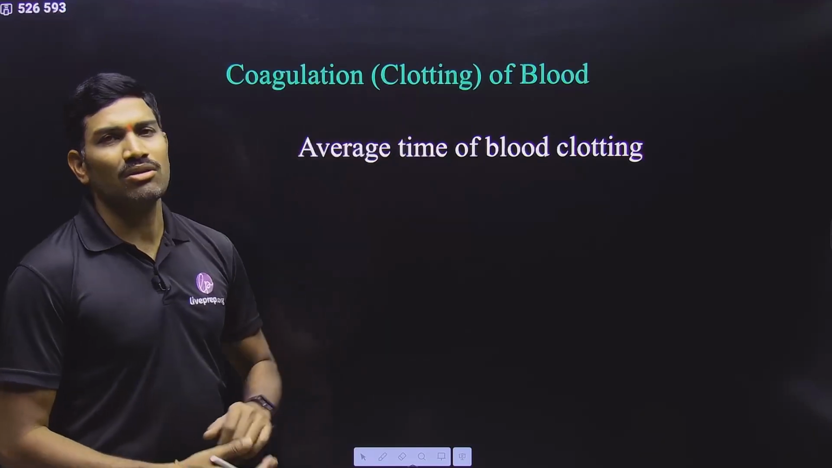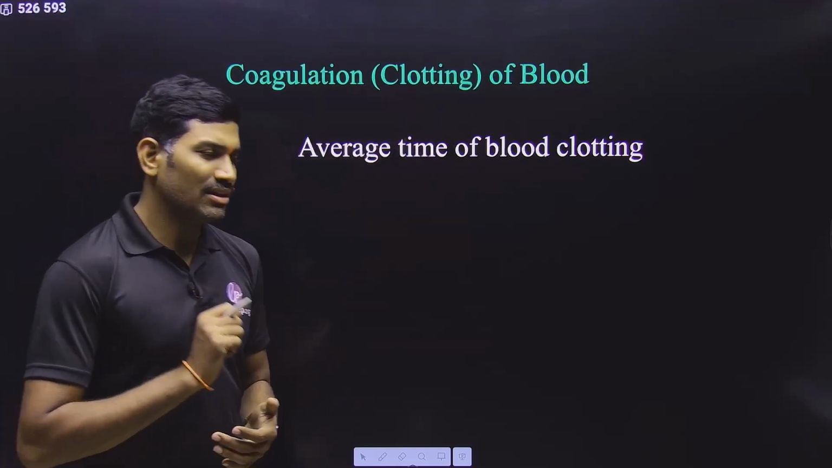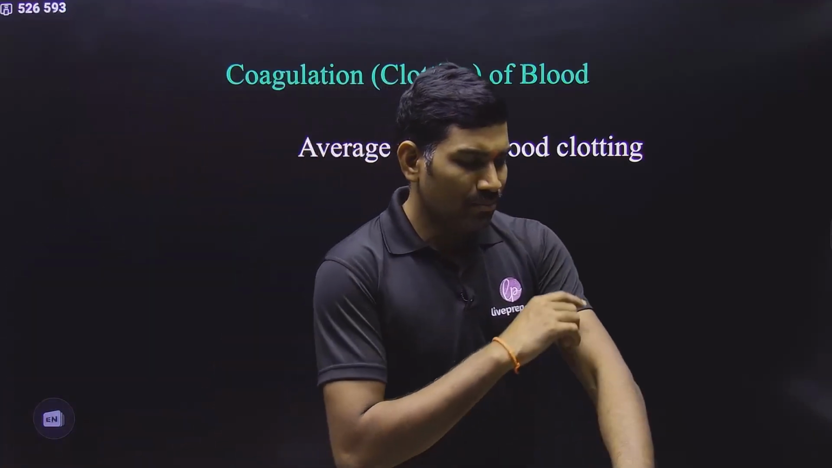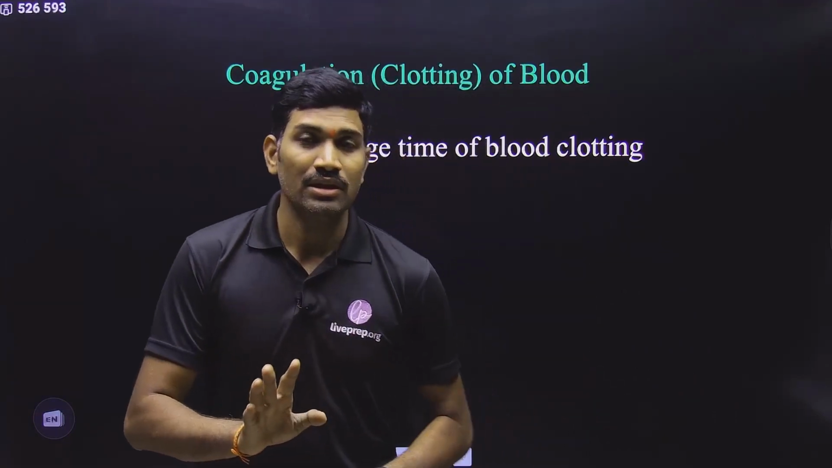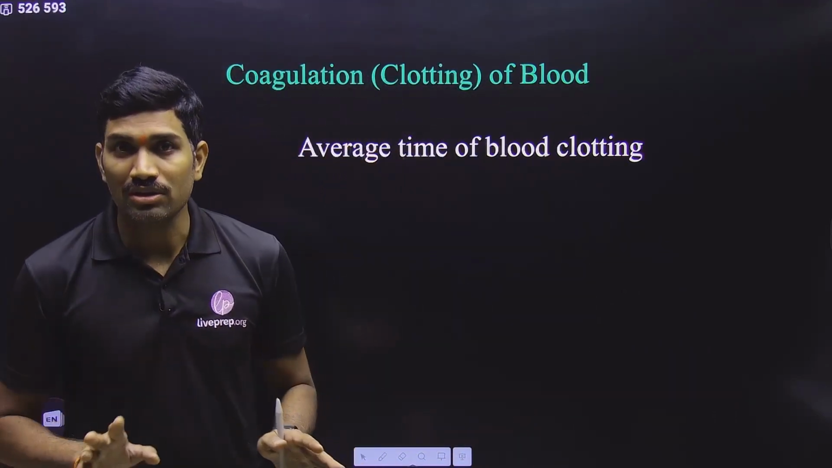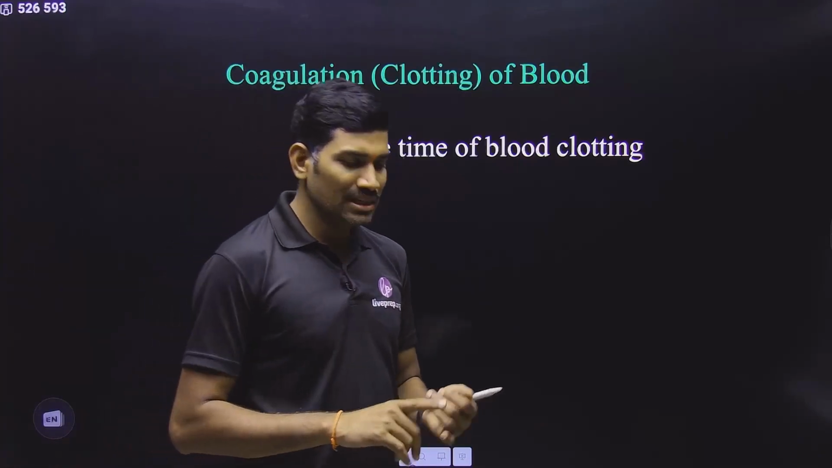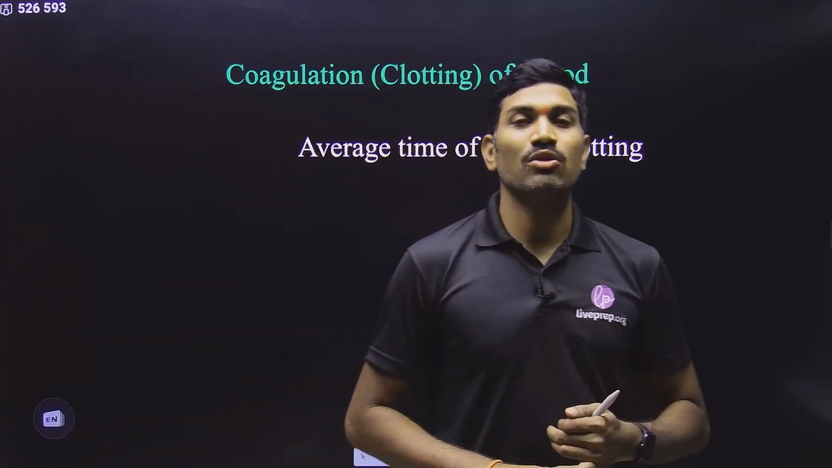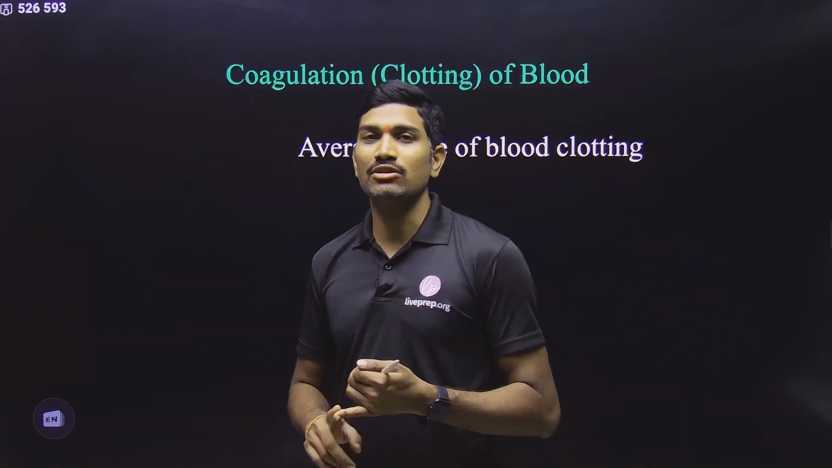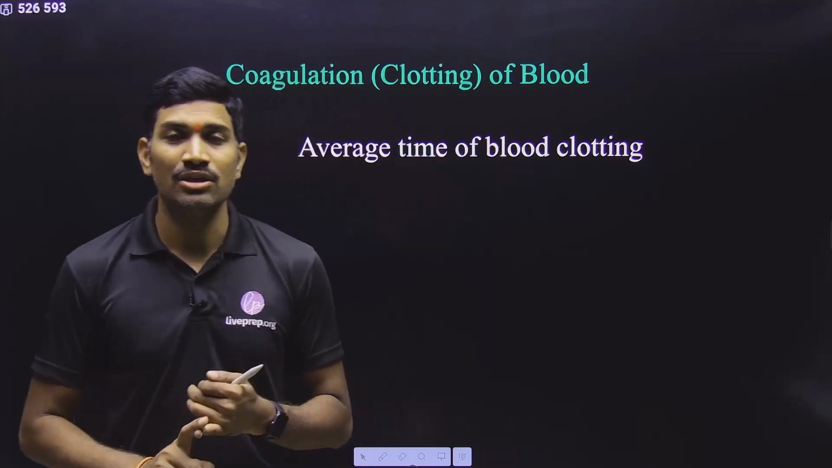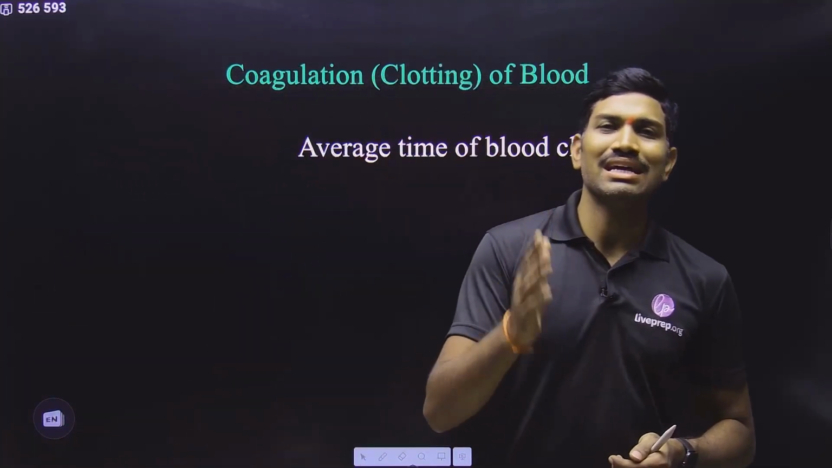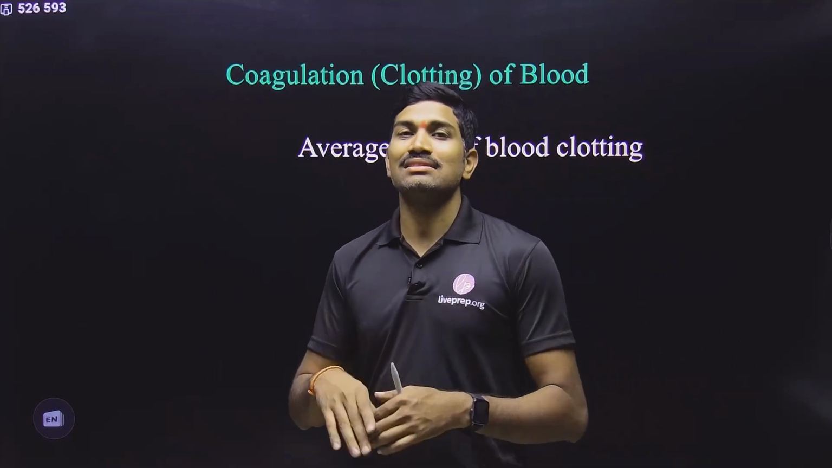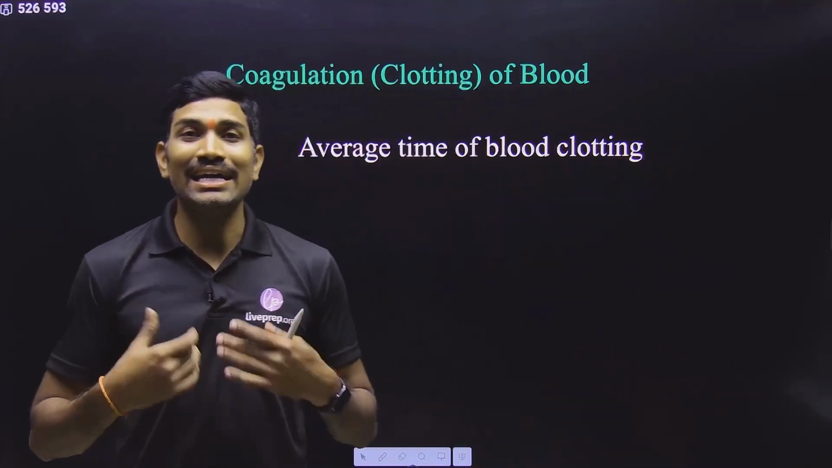What is blood clotting? Where will it clot and when will it clot? When blood is flowing in the blood vessels, it should not clot. Already we studied there is a chemical called heparin. Who produces this heparin? Basophils. So basophils release heparin, and this heparin is called an anticoagulant.